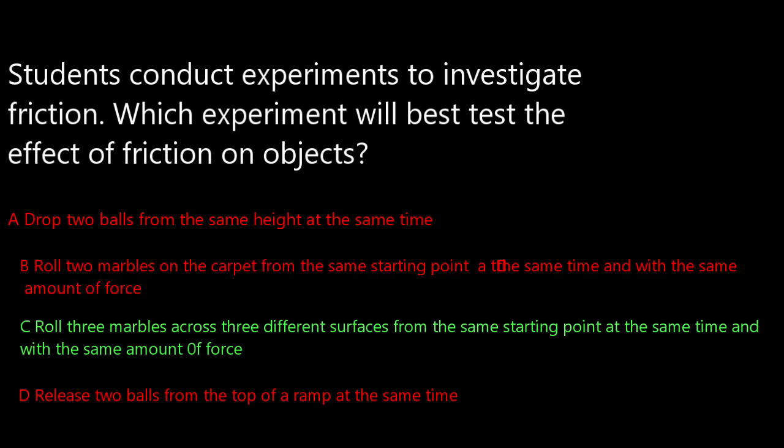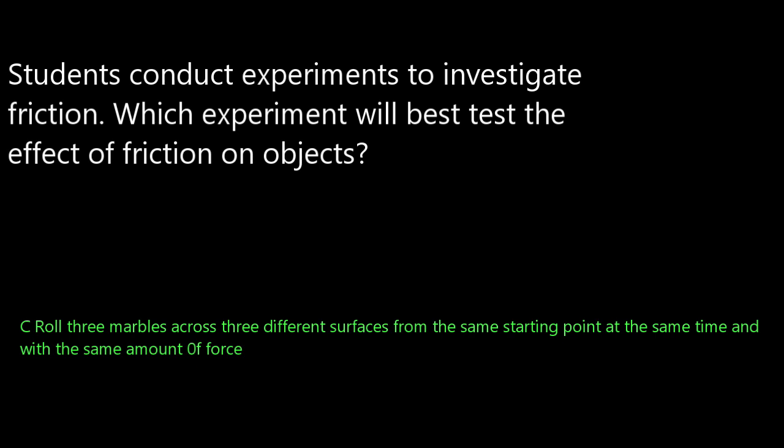Option B involves rolling two marbles on the same carpet, which will show how friction affects motion on that one surface. However, it doesn't compare the effect of different surfaces on friction. By comparing the motion of marbles on different surfaces, we can see how friction affects each one differently.